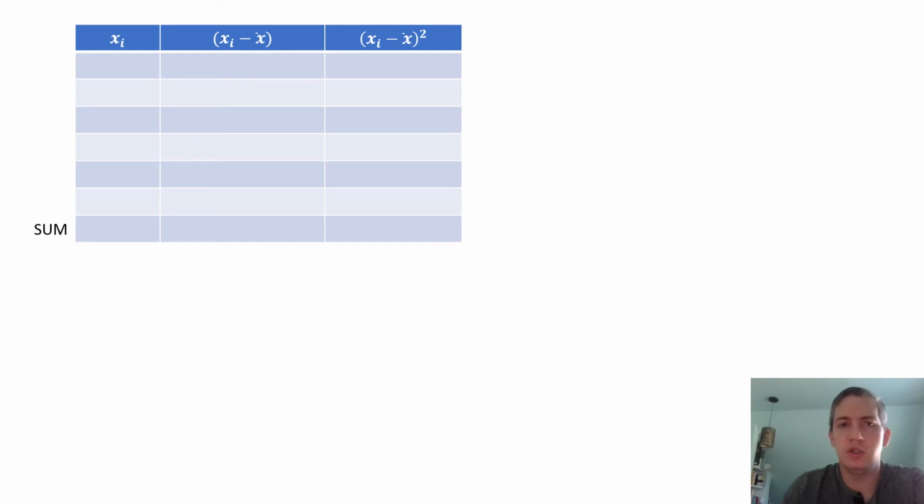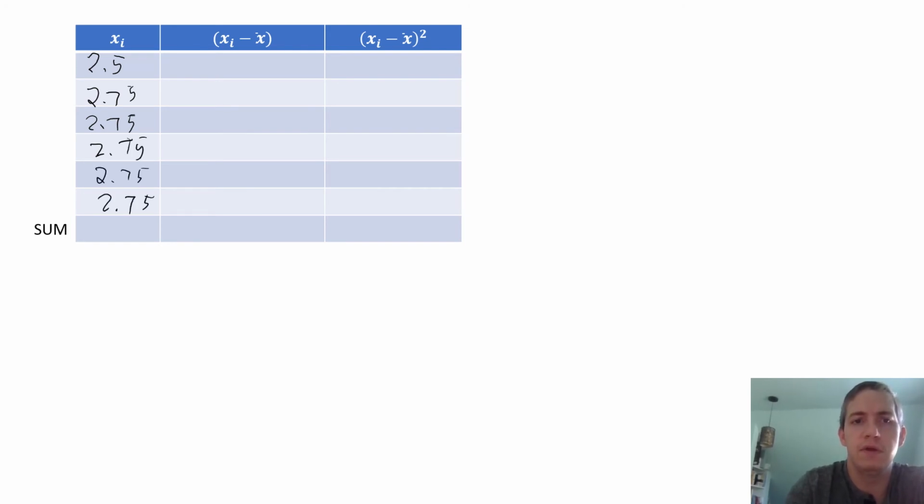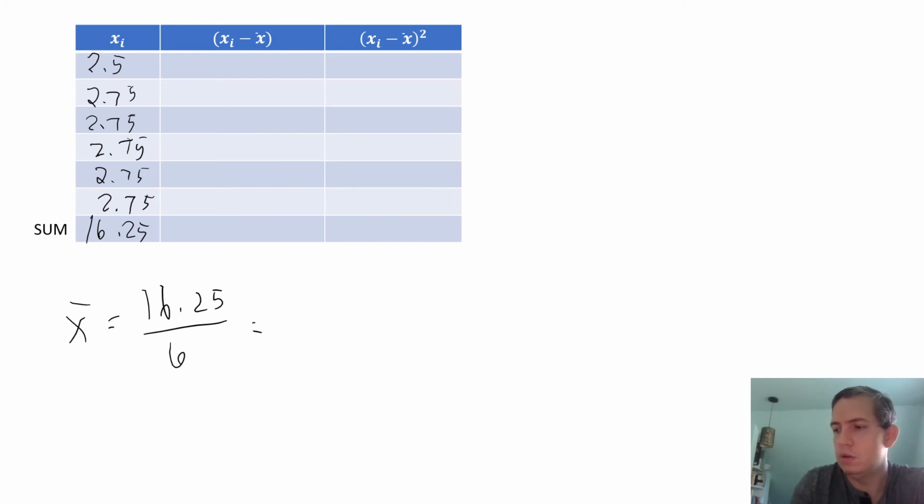So this is for the Trader Joe's one, and it's really not half bad. So I had that the observations were 2.5, 2.75, 2.75, 2.75, 2.75, 2.75. When I add those up, I got 16.25. And so my mean is equal to 16.25 divided by the 6, which is equal to 2.71.